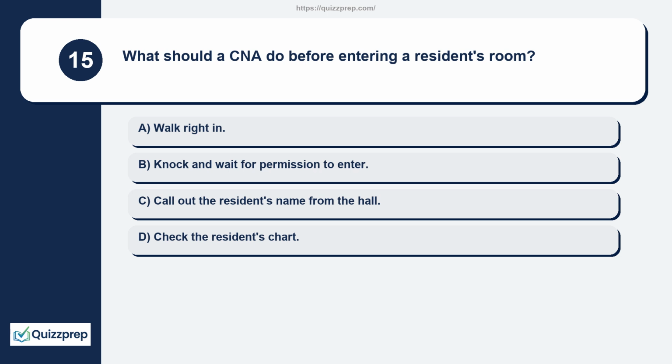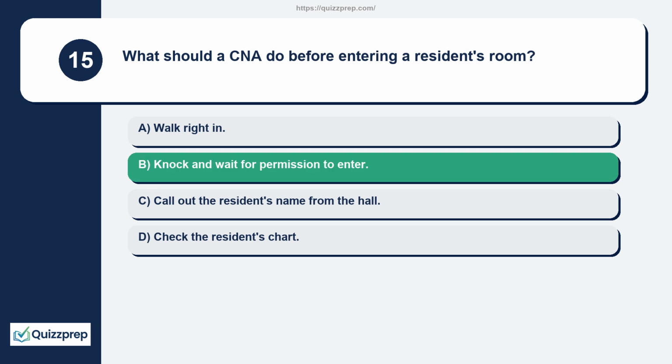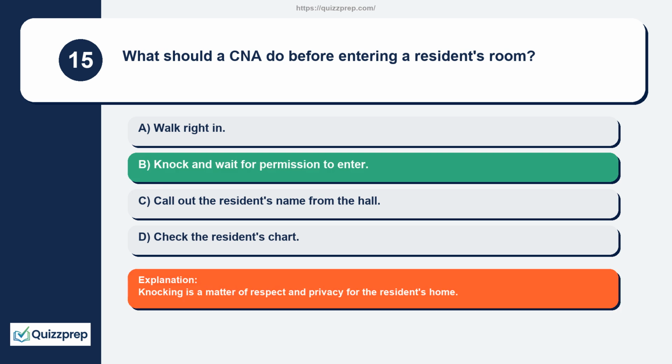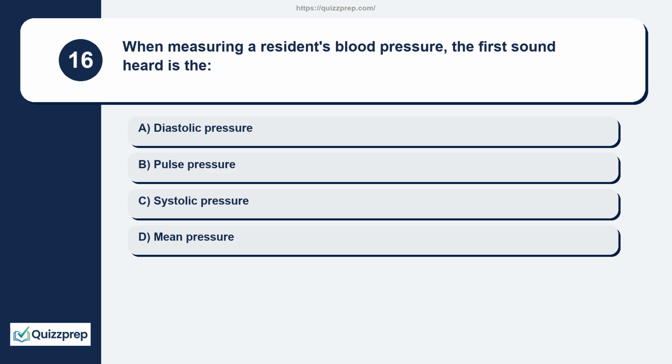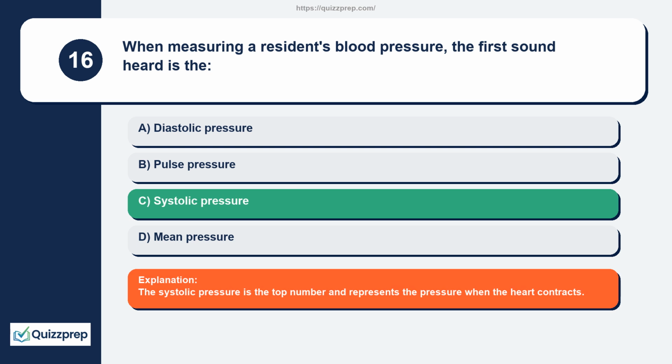Question 15. What should a CNA do before entering a resident's room? Walk right in. Knock and wait for permission to enter. Call out the resident's name from the hall. Check the resident's chart. Knocking is a matter of respect and privacy for the resident's home. Question 16. When measuring a resident's blood pressure, the first sound heard is the diastolic pressure, pulse pressure, systolic pressure, mean pressure. The systolic pressure is the top number and represents the pressure when the heart contracts.